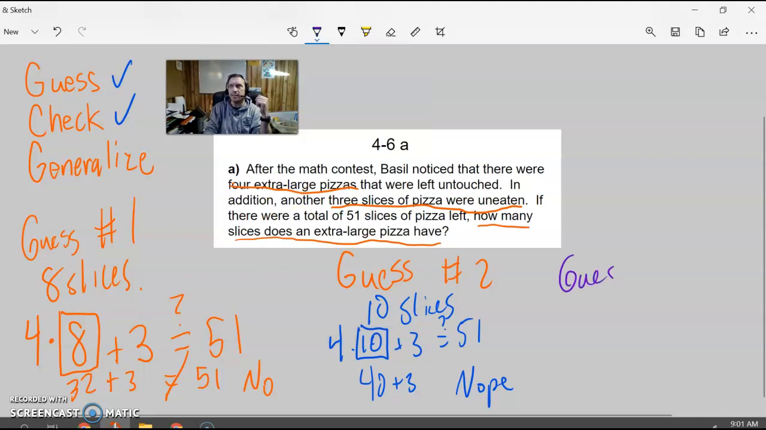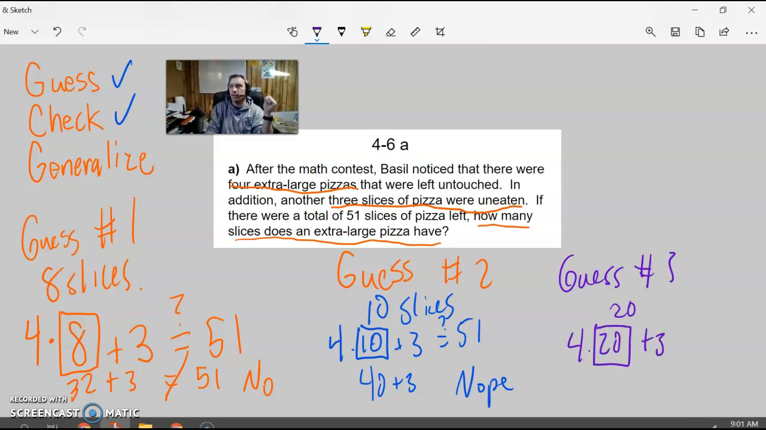So I'm going to guess 11 slices because I'm getting closer. Or, maybe I'll do 20 slices. Make sure that because I kind of only went up from 35 to 43. So let's guess 12 slices or 20 slices. And so I have 4 times 20 plus 3. Well, 4 times 20 is 80 slices plus 3 gives me 83. Is that 51? No.